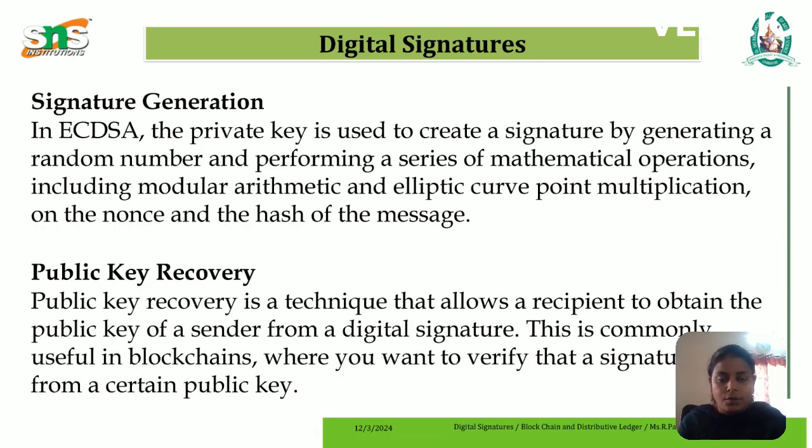The next one is signature generation. In ECDSA, the private key is used to create the signature by generating a random number, called a nonce, and performing a series of mathematical operations, including modular arithmetic and elliptic curve point multiplication on the nonce and the hash of the message.